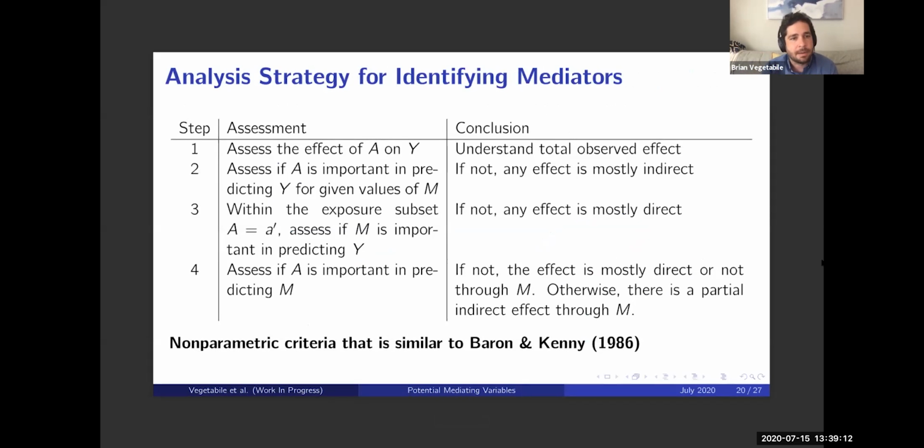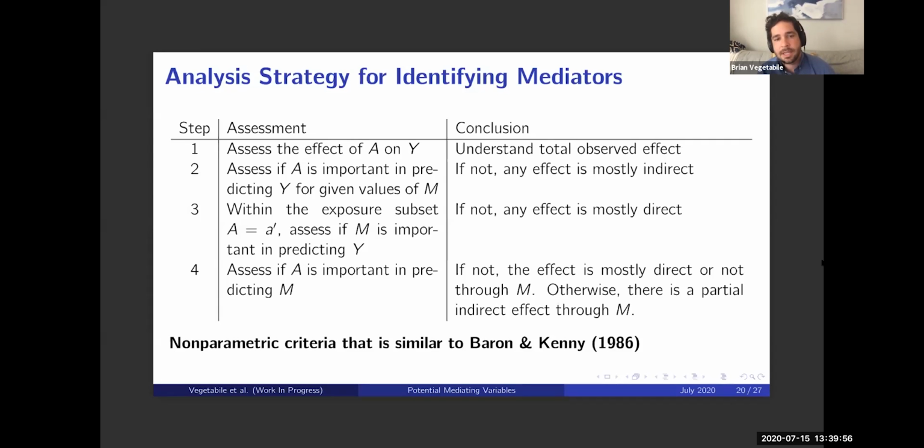So our analysis strategy becomes, first assessing, is there an effect of A on Y? If we understand the total observed effect, this isn't necessarily a prerequisite for exploring direct or indirect effects, but it's something I think should be done first. And then you assess, is A important in predicting Y for given values of M? If it's not, the effect is mostly indirect. If you look at the exposure subset, that nuanced assumption I said before, A is equal to A prime, we assess if M is important for predicting Y. If not, then any effect is mostly direct. And then assess if the treatment is important in predicting the mediator. If it's not, the effect is mostly direct or not through M. And so otherwise there's a partial indirect effect through M.